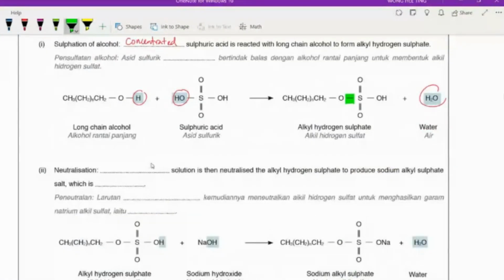After that, neutralization. Again, we are using the sodium hydroxide solution, which neutralizes the alkyl hydrogen sulfate, producing sodium alkyl sulfate, which is another type of detergent. So sodium alkyl sulfate is another type of detergent. Okay, any question?